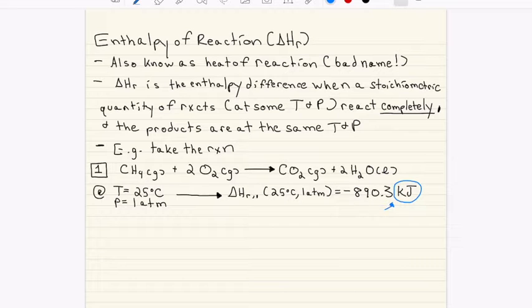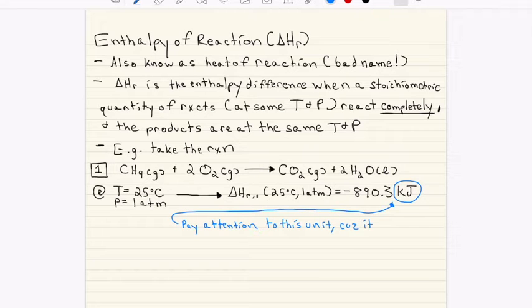So I'll make sure to draw attention, so pay attention to this unit, because it's actually per stoichiometric amounts of moles reacted, or of reactants.